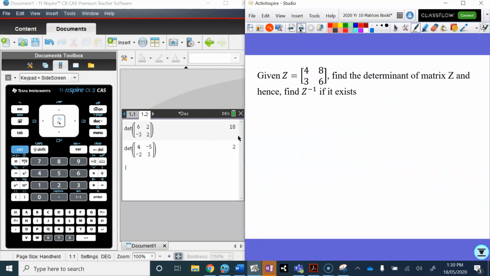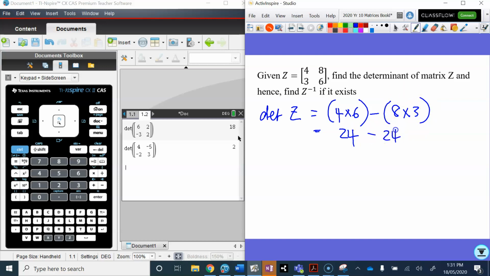One final one to have a look at. If we are working out something like the determinant for matrix Z. So if I'm calculating determinant of Z and I'm calculating A times D and I'm subtracting B times C, in this case 4 times 6 is 24, 8 times 3 is also 24, and this time I get a determinant of 0. So this means that this matrix is called a singular matrix.